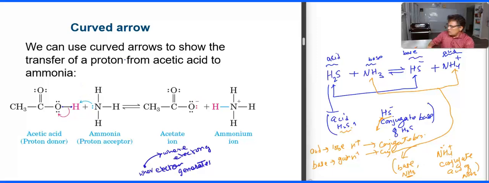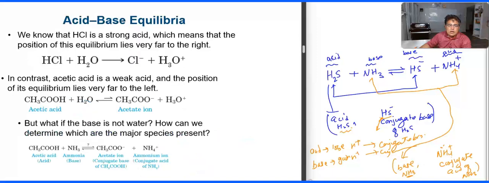So this is the curved arrow, or arrow pushing, as we say. Now let's see the acid base equilibria. We know HCl is a strong acid, which means that the position of this equilibrium lies very far to the right. In contrast, acetic acid is a weak acid, and the position of the equilibrium lies very far to the left, because it's very weak. That's why the equilibrium position lies to the left.